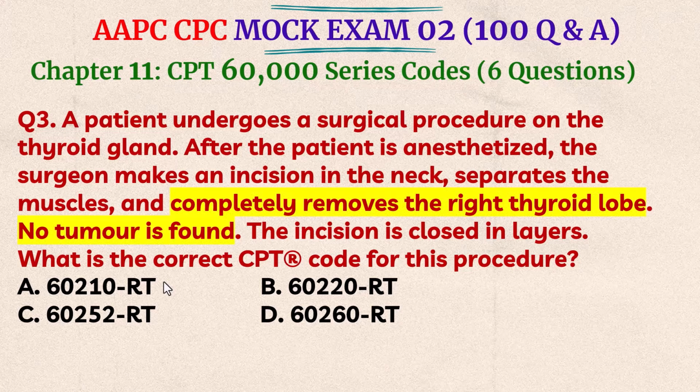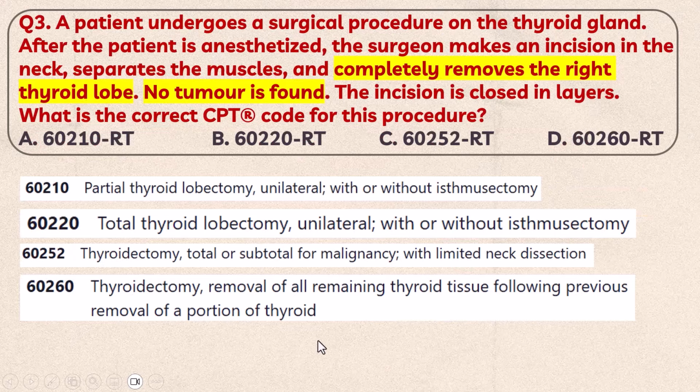So here you have to highlight in this surgery completely removes the right thyroid lobe. There's no tumor found. So when you look at the answer, all answers are adjacent codes. So you can use the elimination method in the exam. So once you go to the code 60,210, it says partial thyroid lobectomy, unilateral. But in our case, completely remove the right thyroid lobe. So our case is complete lobectomy, one side. So this is not possible.